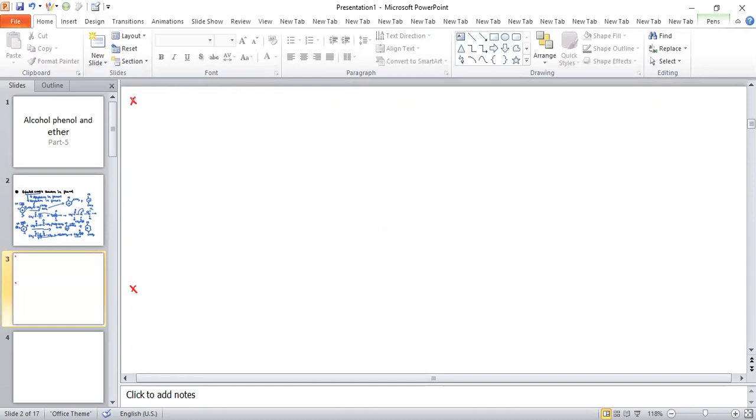See, for example, you can see there easily. So I am going to discuss the Gattermann-Koch reaction. We are going to discuss the naming reaction which is related to phenol. The naming reaction related to phenol we are going to discuss is the Gattermann-Koch synthesis.